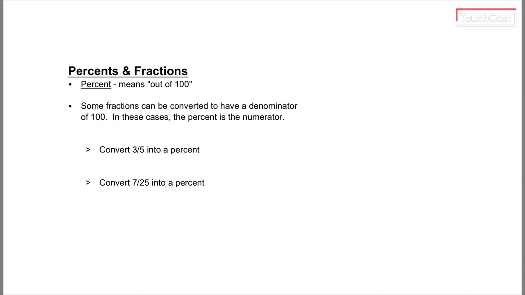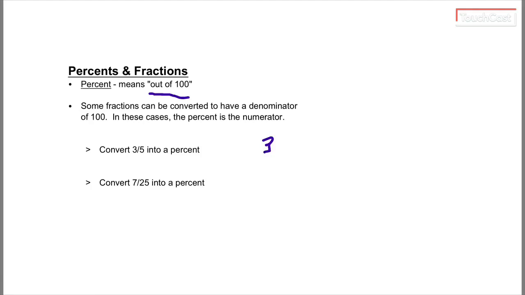So, the first thing that I want to point out is that the word percent means out of 100. So a lot of the things that we'll be covering today are centered around that concept. Let's look at the first example. Converting 3/5 into a percent.